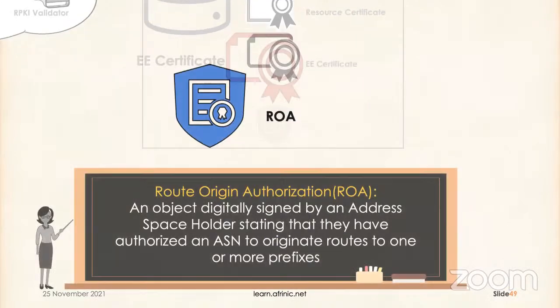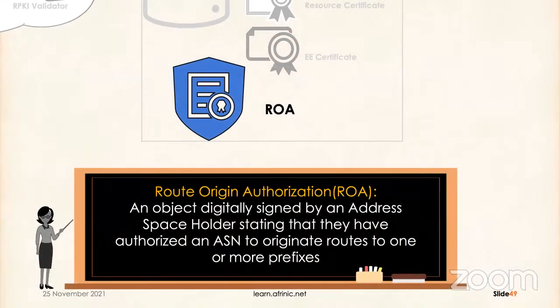Now, the one which probably we're all looking for is the ROA, the Route Origin Authorization object, which is also an object that is digitally signed. And basically, this is what a resource holder or a network operator uses to attest and state that this AS number is authorized to announce this prefix.